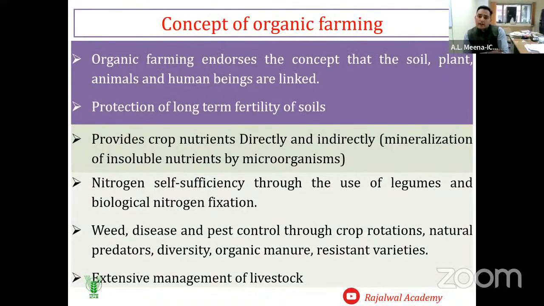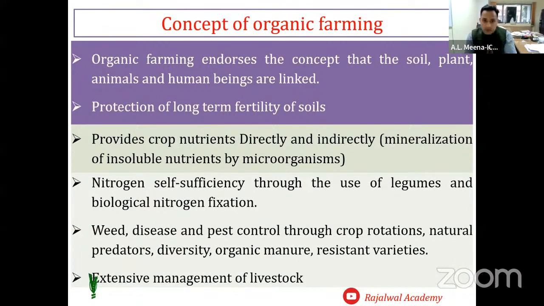Now, what are the different concepts of organic farming? Yesterday, in one of the lectures on nutrient management, Dr. Miraj already covered the concepts, but I will tell you that organic farming endorses the concept that soil, plant, animal, and human beings are linked. Whatever we produce on our farm, the outputs and products generated from our farms, go not only to human beings but also to our animals. So in organic farming, we are interlinked, not only the farm but the animal and the human beings.